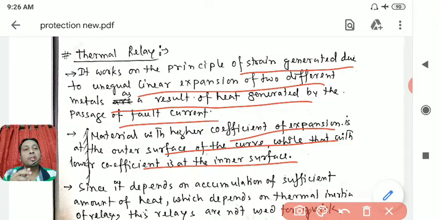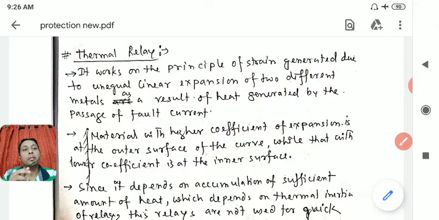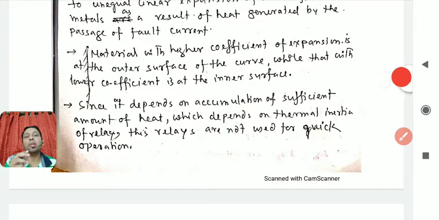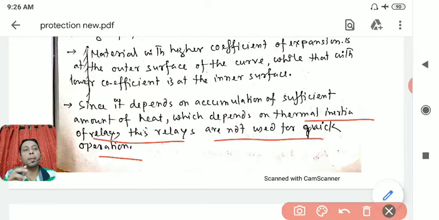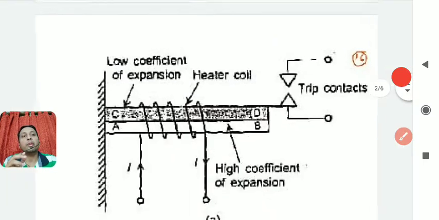Since it depends on sufficient accumulation of heat, it will not bend as much as is required immediately. So it will take some time. It will depend on the thermal inertia of the relay. So it will not be a very quick operation. That's why it should not be used where you need a quick operation. If you see the drawing, you can see it.